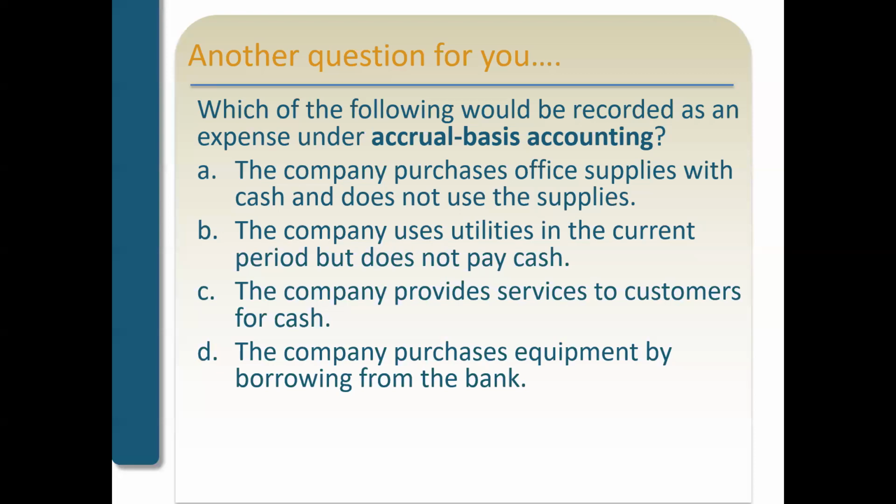Which of the following would be recorded as an expense under the accrual basis of accounting? A, the company purchases office supplies with cash and does not use the supplies. B, the company uses utilities in the current period but does not pay cash. C, the company provides services to customers for cash. And D, the company purchases equipment by borrowing from the bank. Now, guys, remember, they're asking which of the following would be recorded as an expense under the accrual basis of accounting.